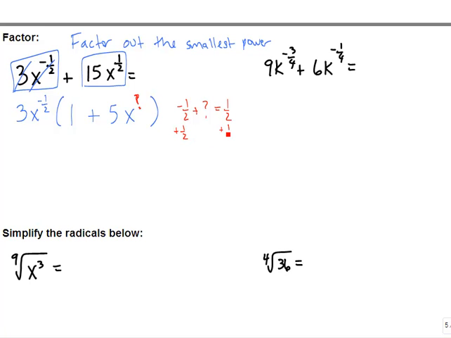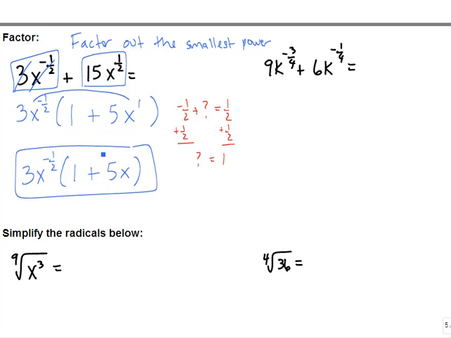If you were to add 1/2, then what's missing here is a 1/2 plus a 1/2, which is 1. So in other words, we need to have an x to the first right here, so that if I were to redistribute back x to the negative 1/2 times x to the 1, adding those powers, negative 1/2 plus 1 does get me back to a positive 1/2 power. So we got it right. So here's my final answer: 3x to the negative 1/2, parentheses, 1 plus 5x.